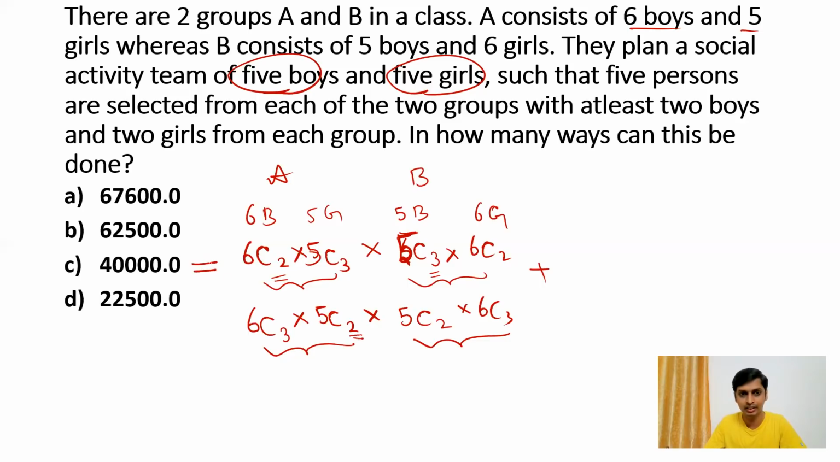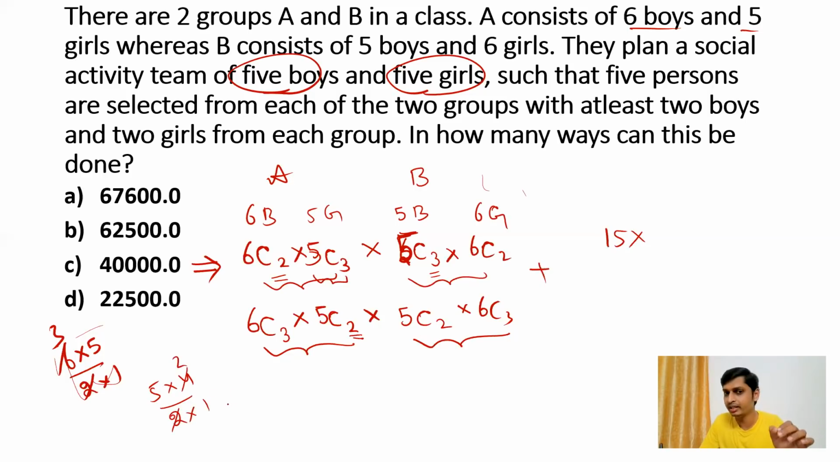So how can we solve this series? We know this shortcut. 6C2 can be written as 6 into 5 by 2 into 1. So if you cancel it, 3 into 5 is 15. So you get 15 into 5C3. So what is 5C3? 5 into 4 by 2 into 1. So if you cancel it, you get 5 into 2, 10.